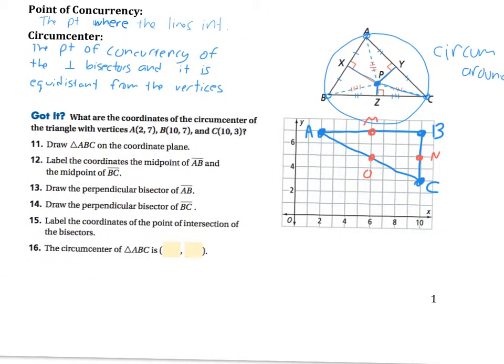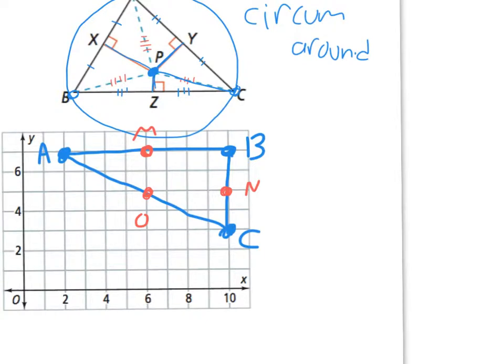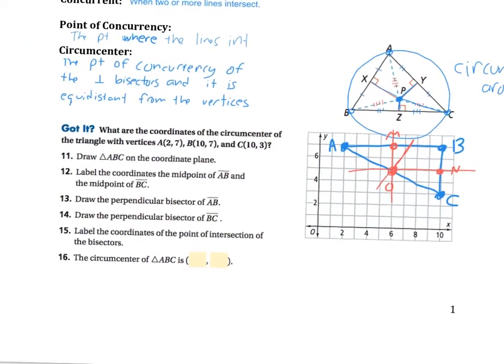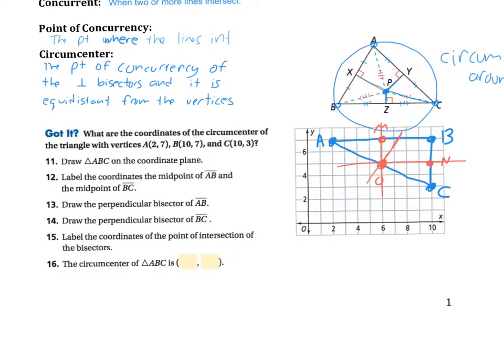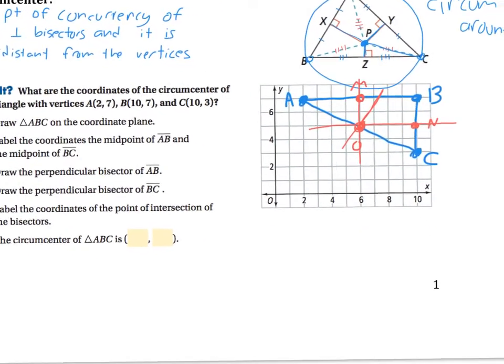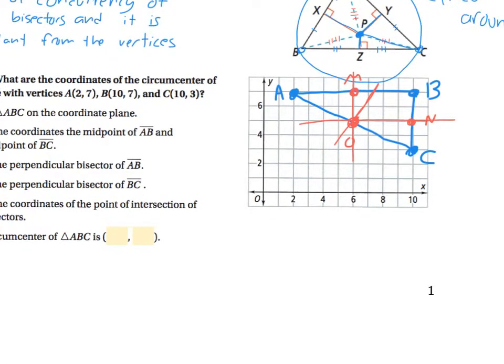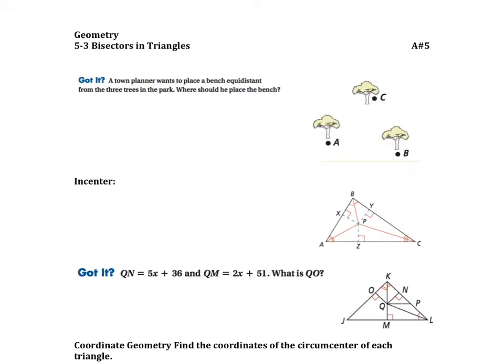Now the perpendicular bisector of AB goes through M. Turns out it also goes through O. Then the perpendicular bisector of BC goes through N. And lastly, so does this one, but notice that they all intersect right there at what we called O. So the point of intersection of the bisectors is going to be at (6, 5). (6, 5), right there.